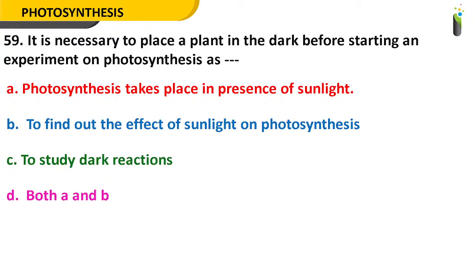And the perfect answer for this question is D. It is necessary to place a plant in the dark before starting an experiment on photosynthesis, as photosynthesis occurs in presence of sunlight, and by this we can find out the effect of sunlight on photosynthesis.